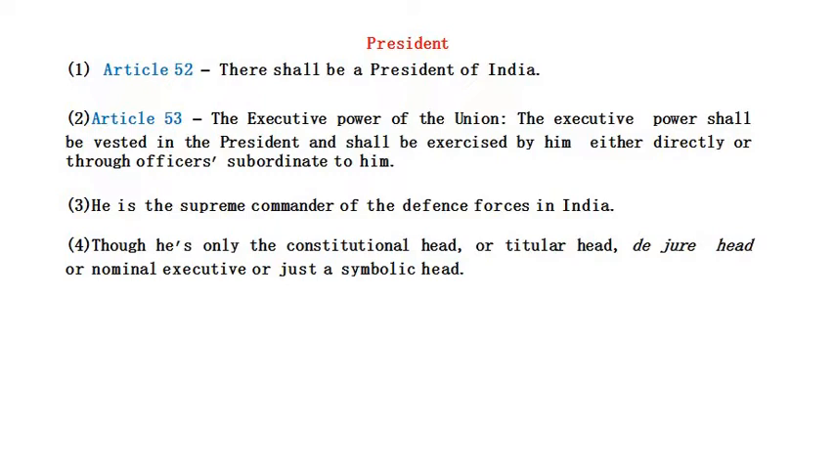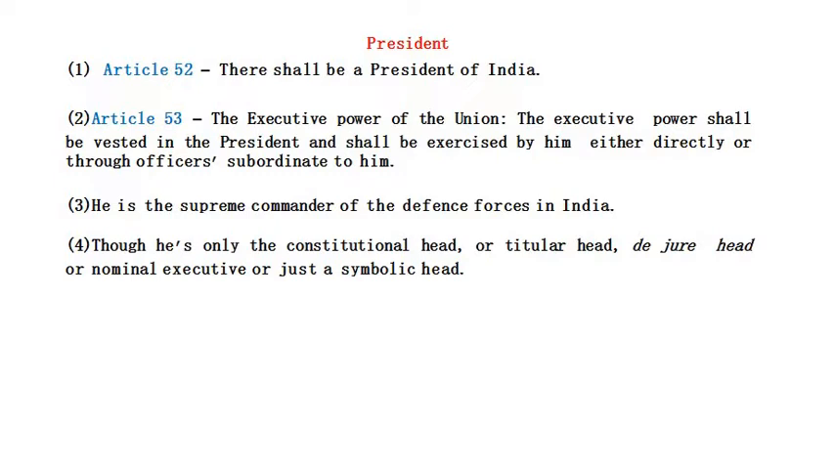Article 53 says the executive power of the Union, that means the Union government, shall be vested in the President and shall be exercised by him either directly or through officers subordinate to him. That means the Union government is headed by the President, but he is the nominal head and the actual head is the PM of the country. All the exercises that happen are by his signature, either directly or through the officers subordinate to him. He is the supreme commander of the defense forces in India.